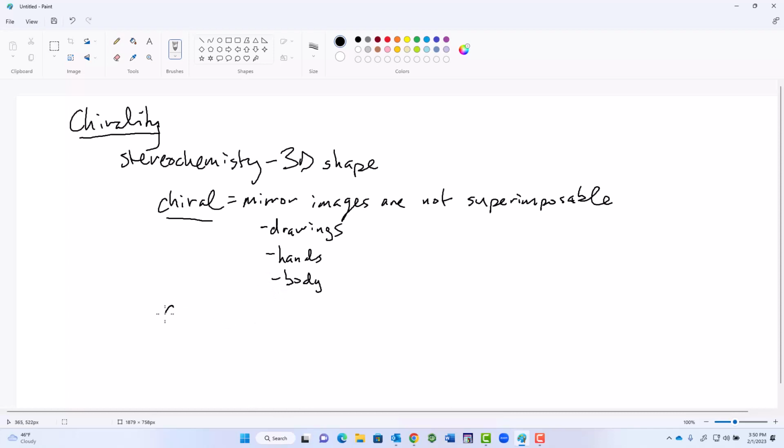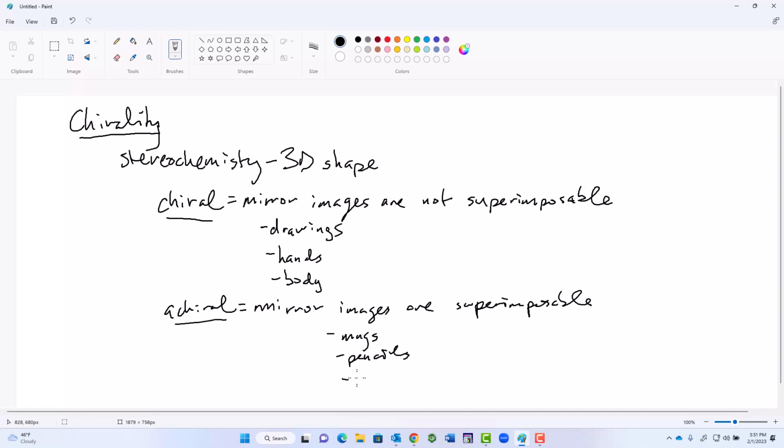Now, the opposite of chiral is achiral. If chiral means the mirror images are non-superimposable, achiral means the mirror images are superimposable. So this is things like mugs, or pencils, or cups, or plates. Anything that when I take a mirror image of it, it is going to be superimposable on itself. I can rotate it around, and it will have a superimposable mirror image.